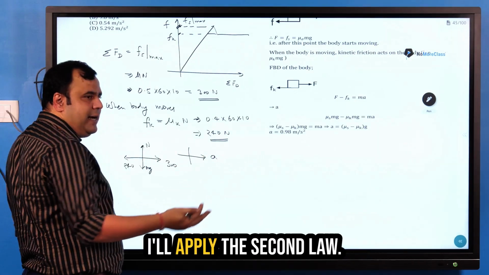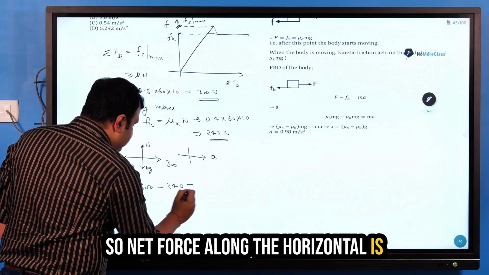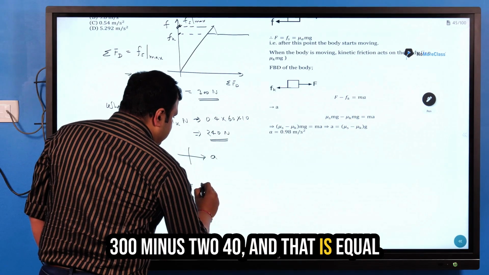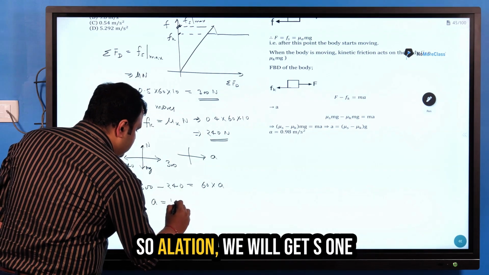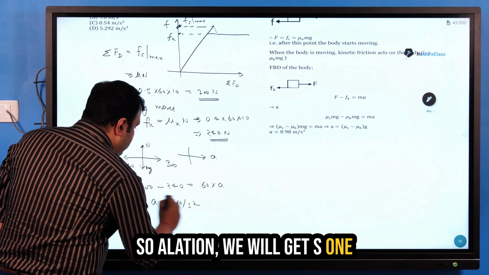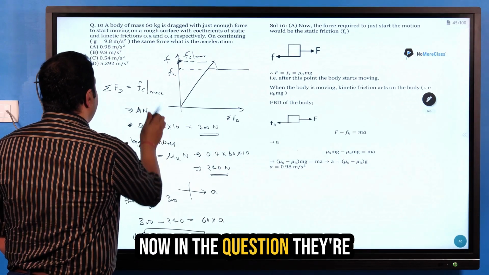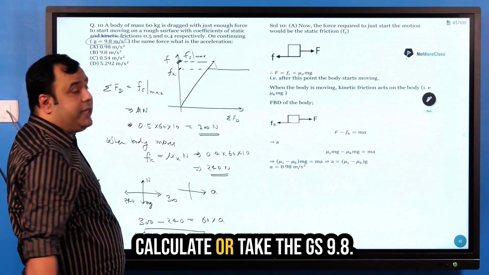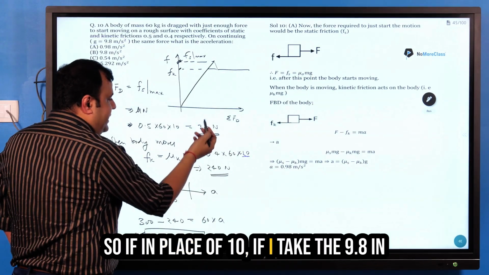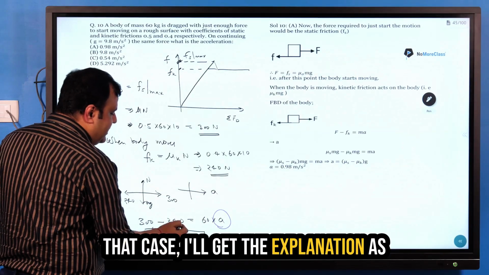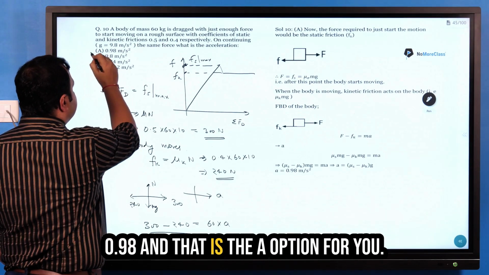So along the horizontal, I'll apply the second law. The net force along the horizontal is 300 minus 240, and that is equal to m times A, which is 60 times A. So the acceleration we get is 1 meter per second square. Now in the question, they are telling us to take g as 9.8. So if in place of 10 I take 9.8, I'll get the acceleration as 0.98. And that is option A for you.